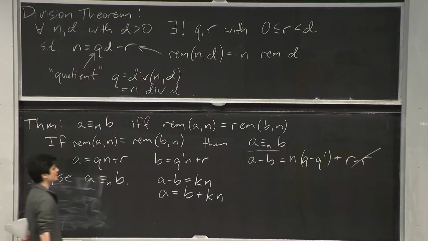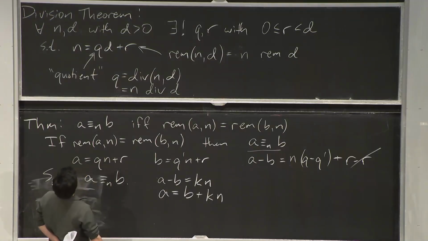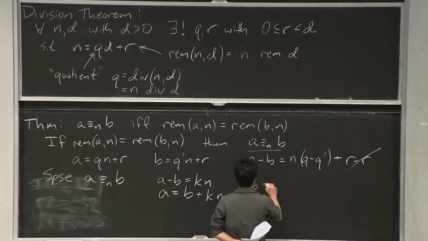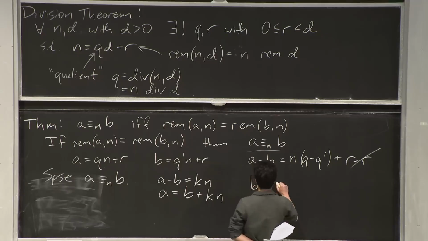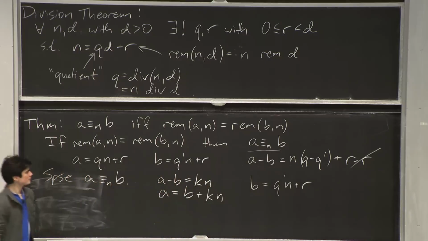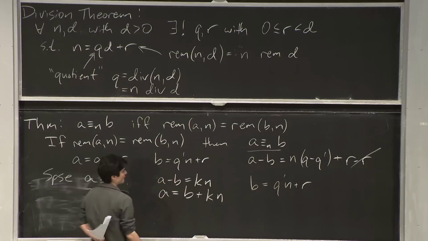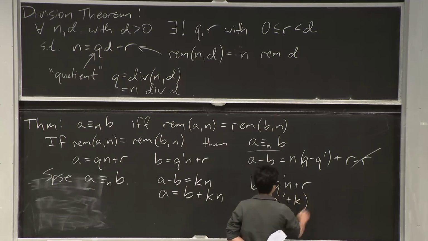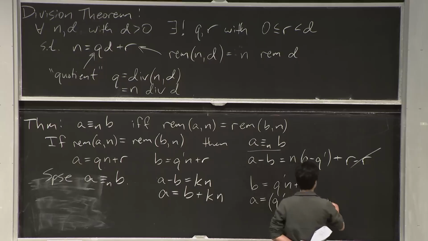Okay. So if we apply the division theorem, I guess, to B is probably going to be the most useful, right? We can write B equals, let's do the same form that we had there, q prime n plus r. Now A is B plus kn. So that's going to be q prime plus k times n plus r.